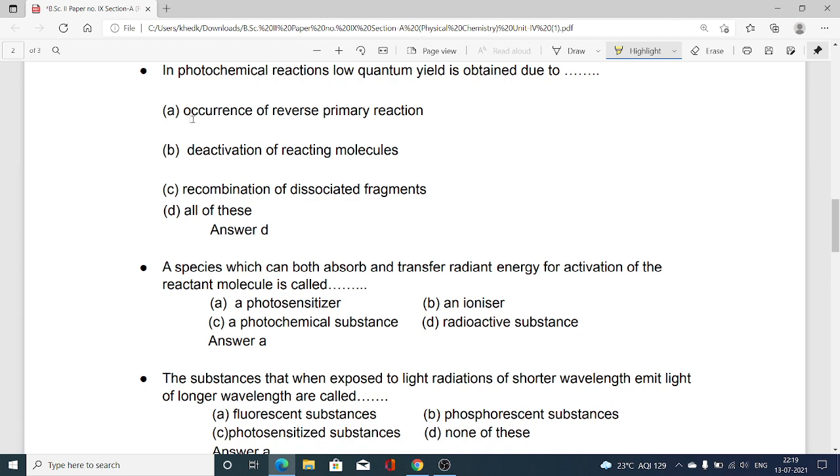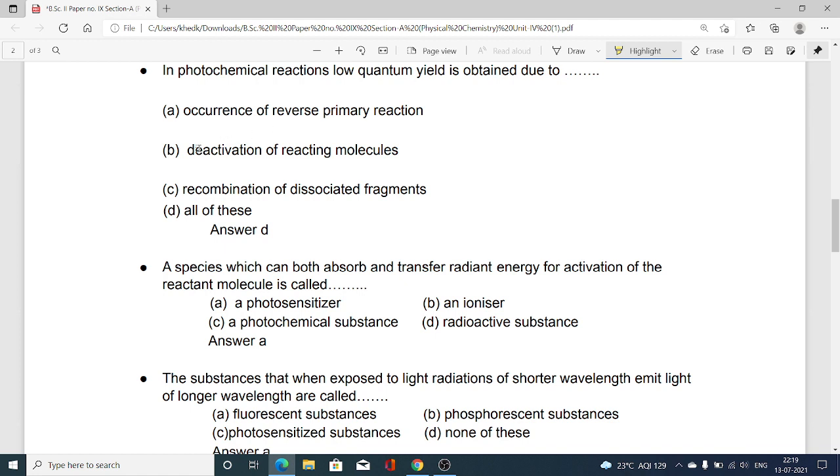Option A, occurrence of a reverse primary reaction. Yes, it is also one of the causes or the reasons behind the low quantum yield. Whenever in the primary reaction a reverse reaction occurs, then the quantum yield gets decreased. Hence, option A is also a reason for the low quantum yield.